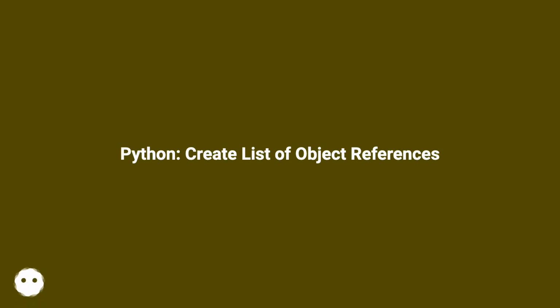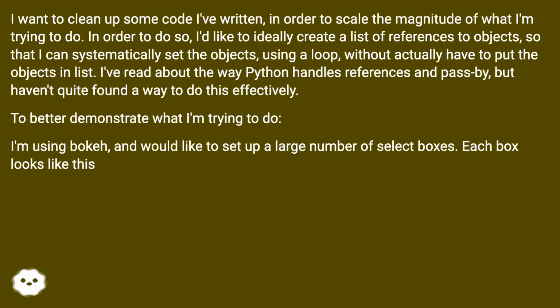Python, create list of object references. I want to clean up some code I've written, in order to scale the magnitude of what I'm trying to do. In order to do so, I'd like to ideally create a list of references to objects, so that I can systematically set the objects using a loop, without actually having to put the objects in a list. I've read about the way Python handles references in pass-by, but haven't quite found a way to do this effectively.